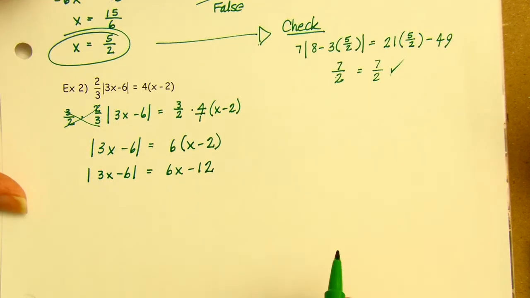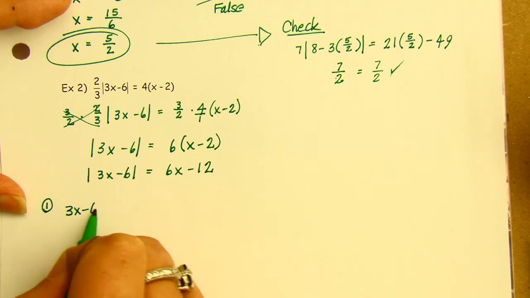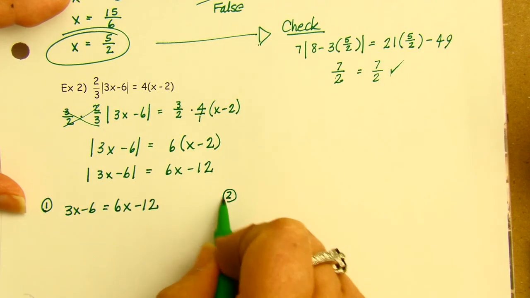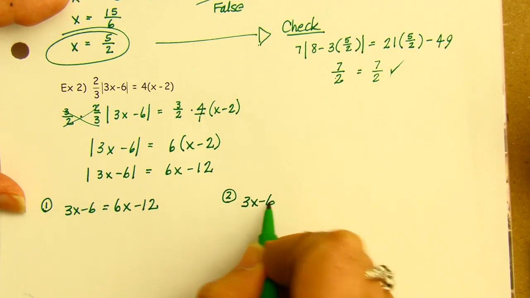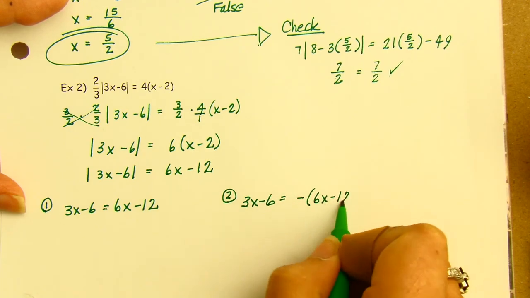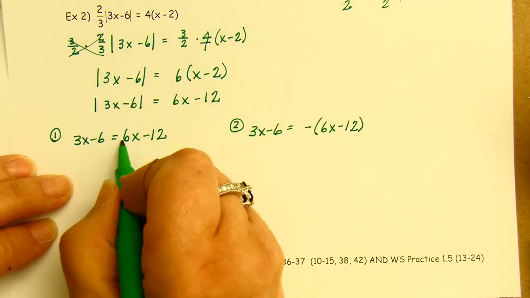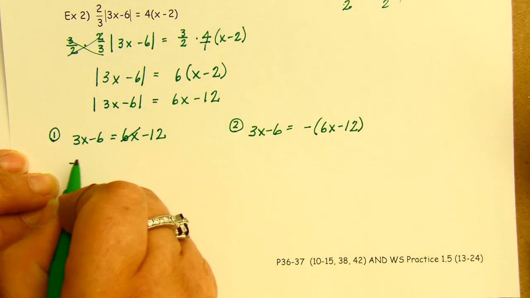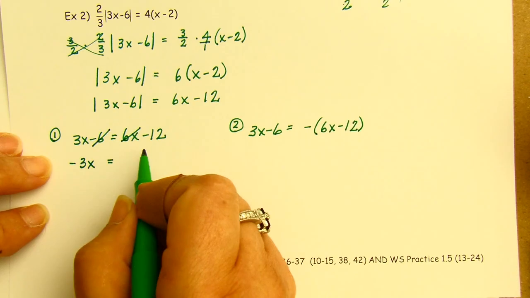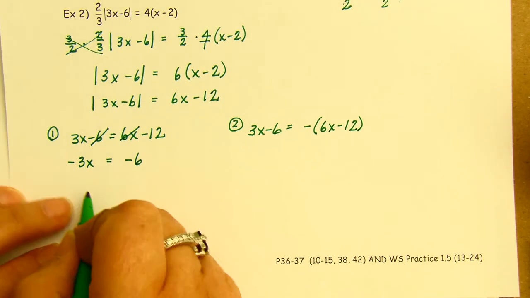Now I can set up my two cases. Case 1 is 3x subtract 6 equals what's there, 6x subtract 12. Case 2, take what's inside the bars out, set that equal to the opposite of 6x minus 12. Okay, now I'm going to work with equation 1. I'm going to take the 6x over here via subtraction. That's going to give me a negative 3x. I'm going to add 6 to the other side. The negative 12 is going to become a negative 6. Divide by negative 3, x is 2.